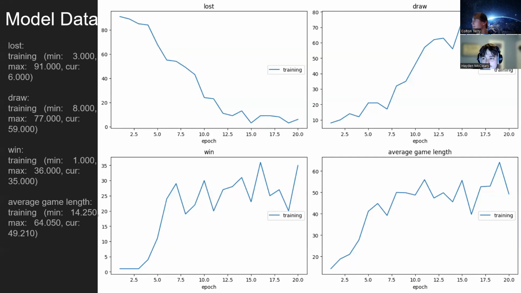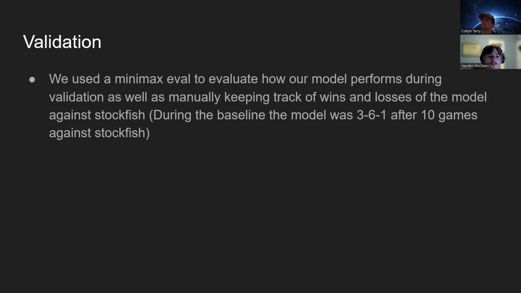And here's our model data. It's much more realistic: a little bit fewer draws, a little more losses, and approximately the same win percentage for training and validation. For validation, we use Minimax to evaluate how our model performs; the baseline is 3-6-1, as previously mentioned.